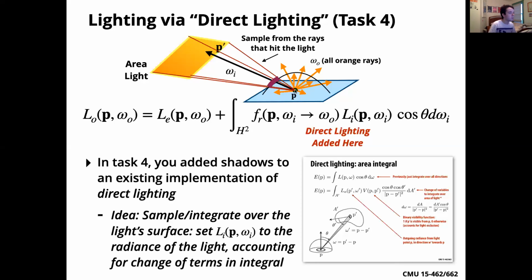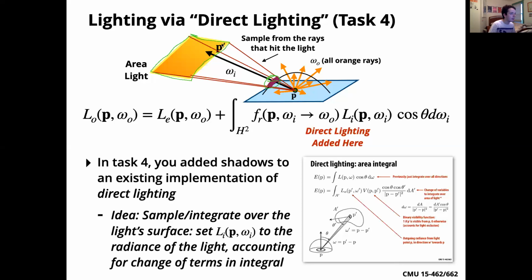One way to think about this is we could sample all possible w_i, all possible incoming light directions that hit the light. We can take the little section of our hemisphere that hits the light, and only integrate over that. I recommend you go back to lecture and see Keenan's explanation to get a better feel for how this integration actually happens. But the basic idea is, instead of integrating over this little region of the hemisphere, we're instead going to integrate over the light surface itself.